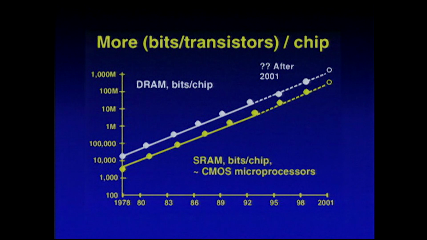Now, to get a little more serious, on the next graphic I show the long-term trend of memory chips, and that goes through around the year 2001. This shows both DRAM and static RAM memory chips. They are increasing at the rate of 4x every 3 years. We expect this to continue to somewhere around the year 2001. After that, it's not so clear.